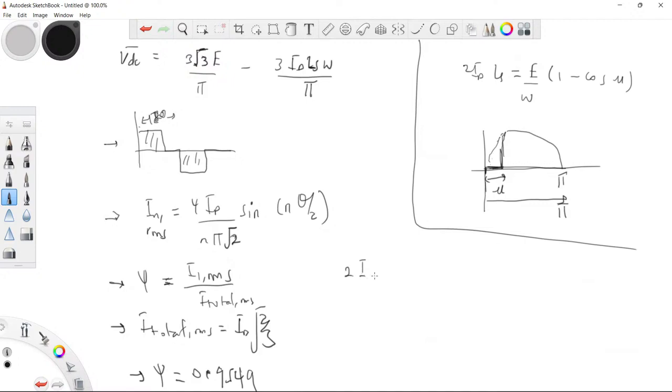2 ID LS is given by, for three phase, the E becomes root 3 E line over omega, times (1 minus cos mu). So to calculate the overlap angle in three phase, the only thing that changes is here: that becomes root 3 E over omega. But it's the same as this, 2 ID LS. So you make your mu the subject here, and you find it.